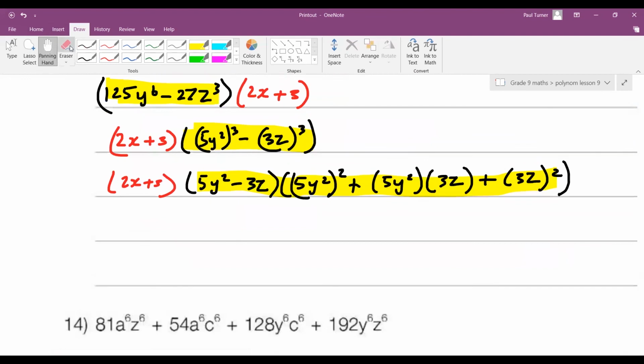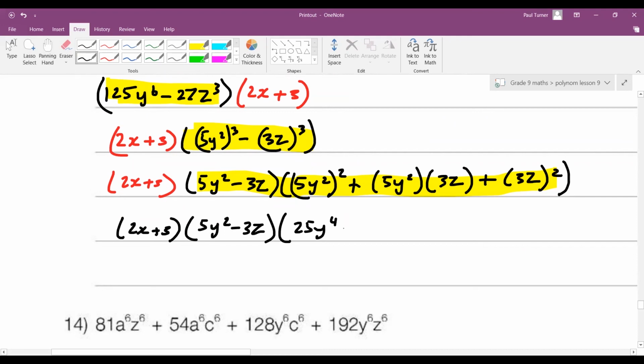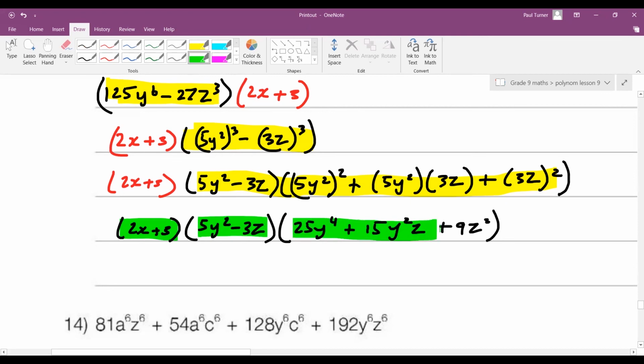Let's go up a bit. So 2x plus 3, 5y squared minus 3z. Then this is just expanded. So 25y^4 plus 15y squared z plus 9z squared. So let's check that. Yeah, so these are your three factors here. So 2x plus 3, 5y squared minus 3z, and this one here. So these are your three factors for question 13.